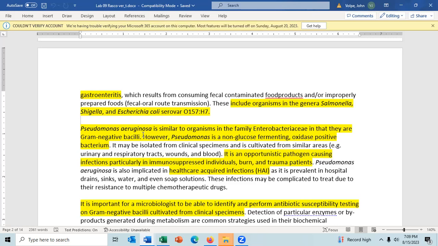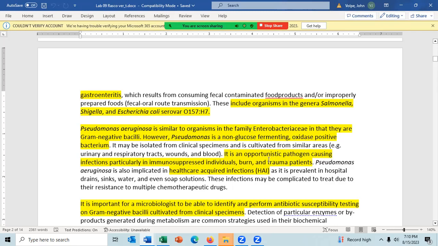The Pseudomonas are all non-glucose fermenting bacteria, and they're all oxidase positive. Those are two ways you can distinguish the Pseudomonas from the Enterobacteriaceae. Glucose fermentation is not present in the Pseudomonas, and it is present in the Enterobacteriaceae. And then the Pseudomonaceae are oxidase positive, while the Enterobacteriaceae are all oxidase negative.